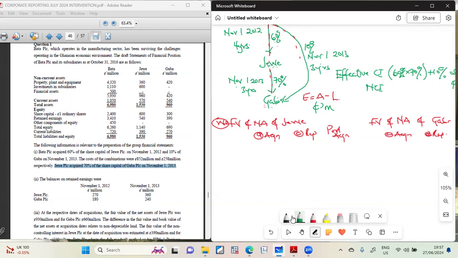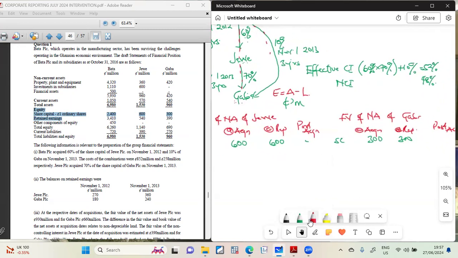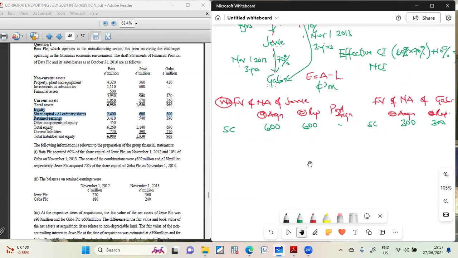So you will start looking at the equity side of them. When you look at the equity side, you start seeing stated capital, of course, basic consolidation. Stated capital, you have, this guy is 600, 600. Is that not it? This guy's stated capital is 300, 300. There is no move. Stated capital doesn't change. All right.